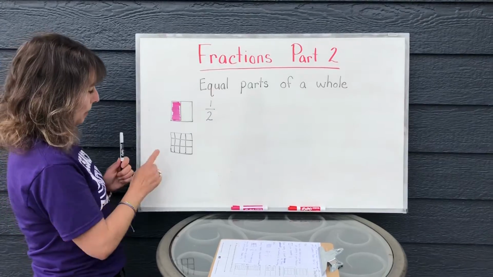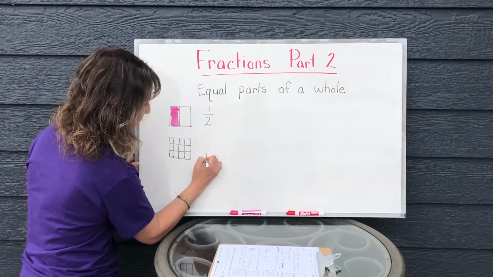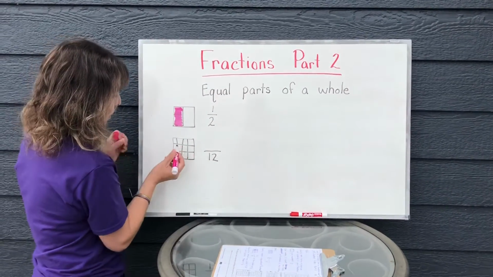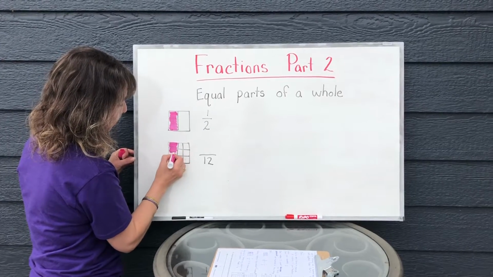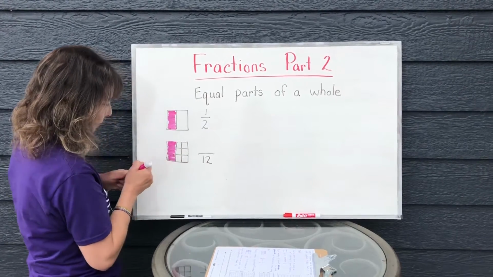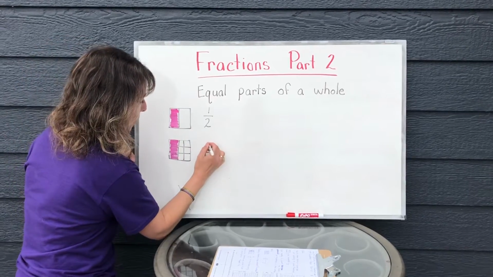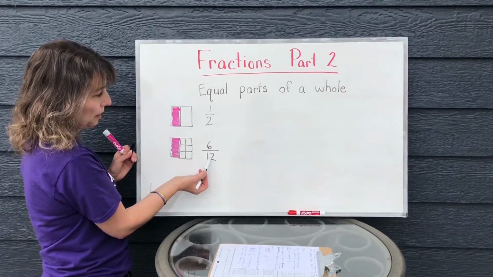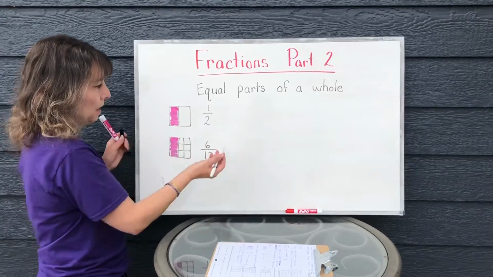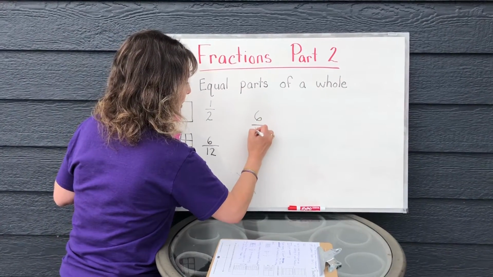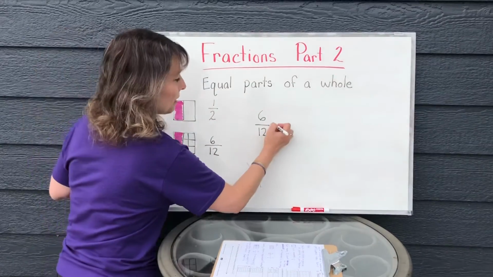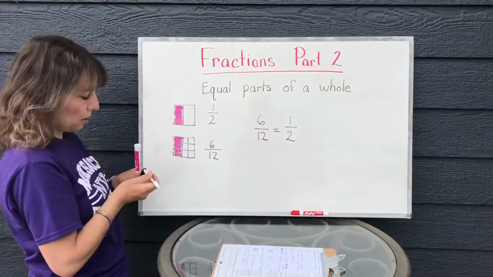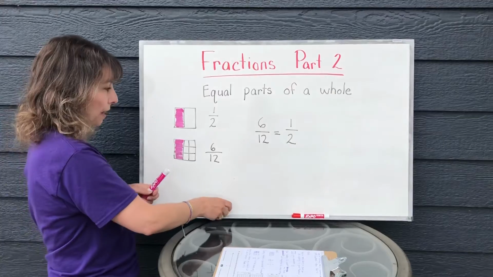Okay. So let's see, we've actually got 12 to make up our whole, and I'm going to shade in half of them, which would actually be 2, 4, 6. So we've shaded in 6. Oh, look at this. 6 is half of 12. Same way that 1 is half of 2. So I want to show you something. 6/12 is the same as 1/2. So those fractions are actually equal, and we have a fancy name for that.